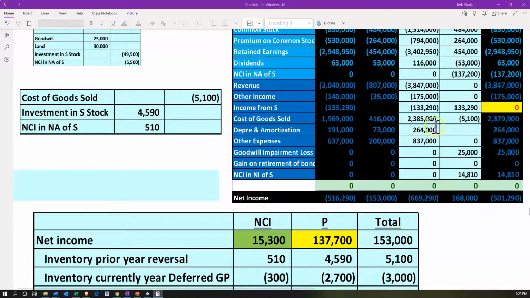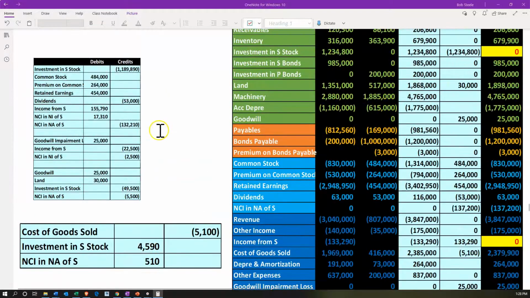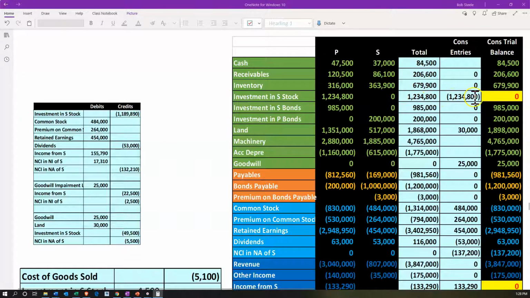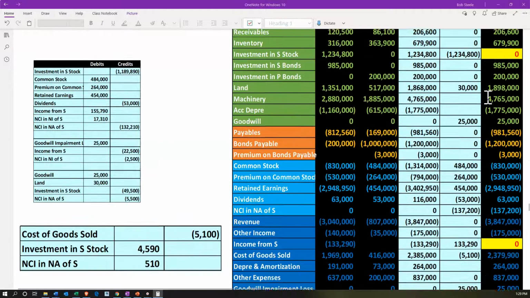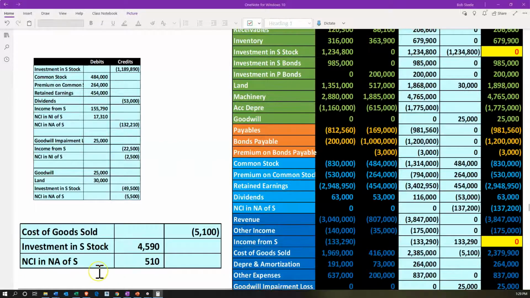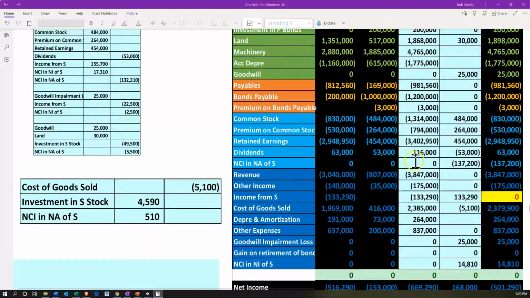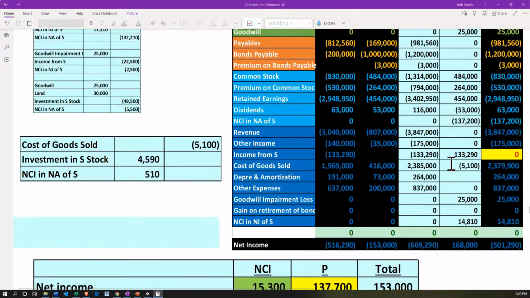So then the cost of goods sold here is included in the cost of goods sold here. The investment in S, that's up here on the balance sheet, is brought back down to 0. That's what we want to see. That's good news. Non-controlling interest in A is going to be included here, included in that number.